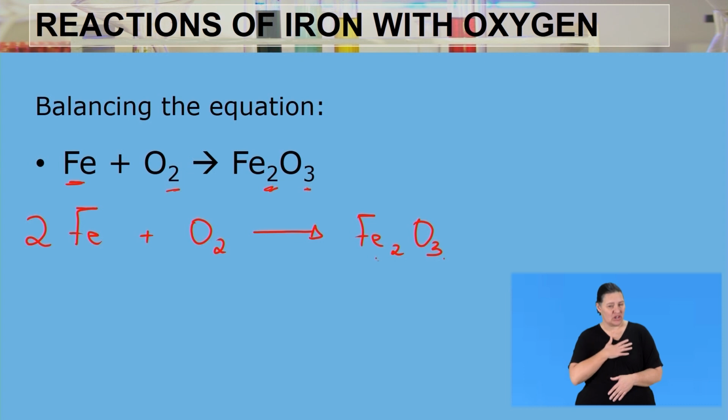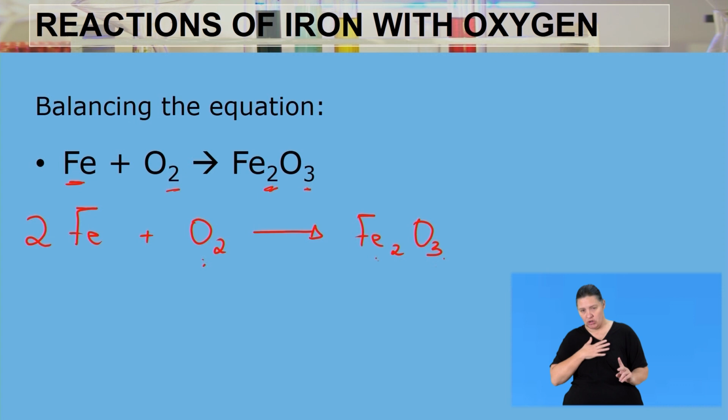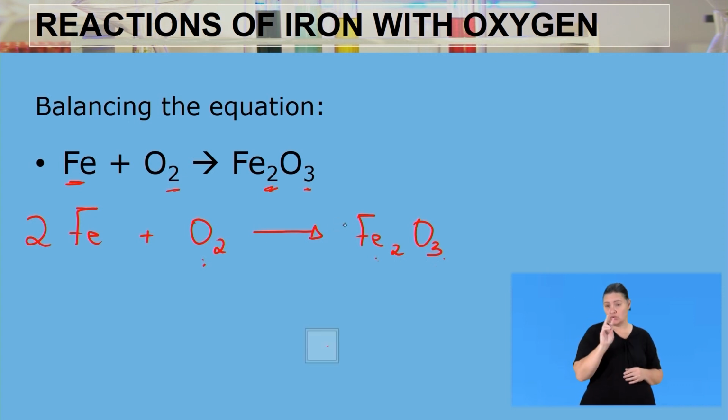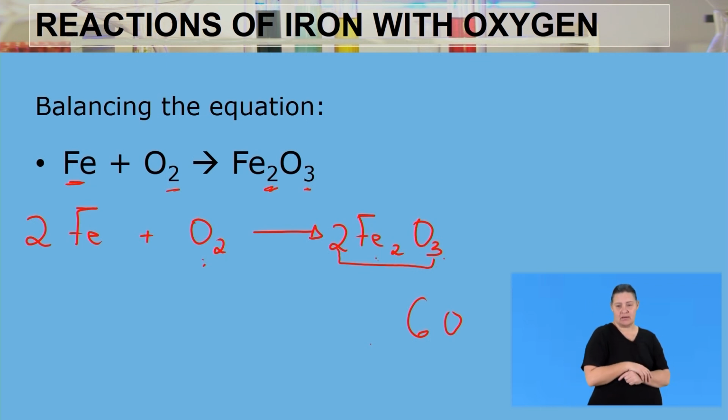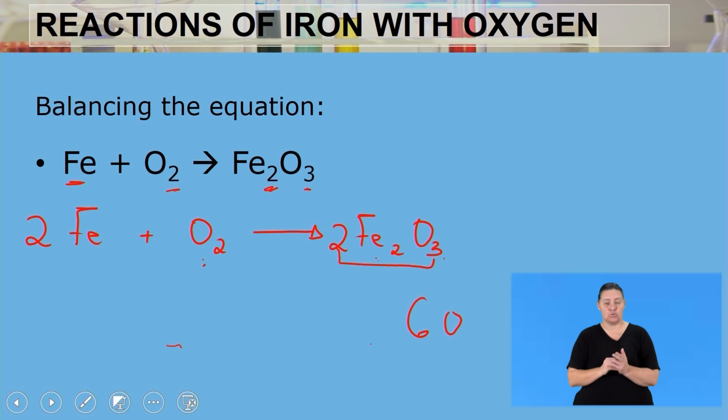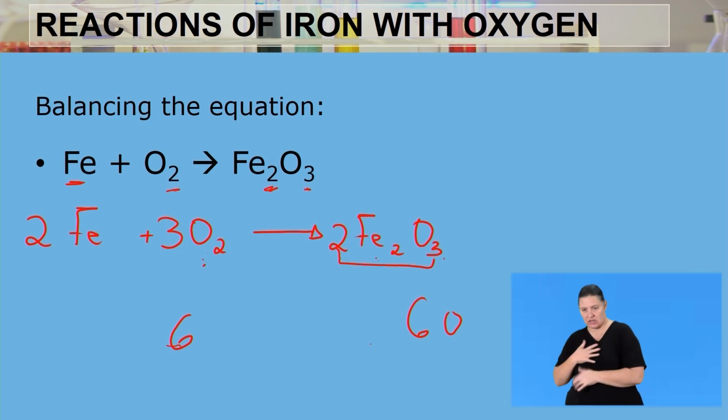But the problem is the oxygen is not balanced. There's 2 on the reactants and 3 on the products. So how do I then balance? If I were to put in a 2 here, I will have 2 multiplied by 3, which is 6 oxygens on the products. But on the reactants, I still have 2 oxygens. So if I put in a 3 there, 3 multiplied by 2 is going to be 6. So 6 oxygens on both sides.